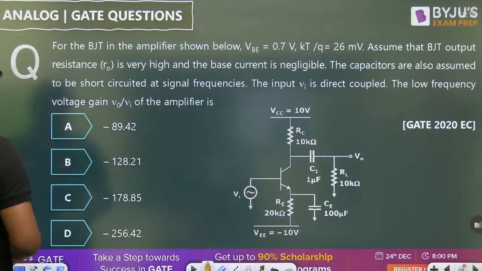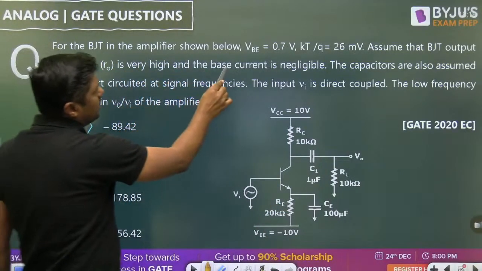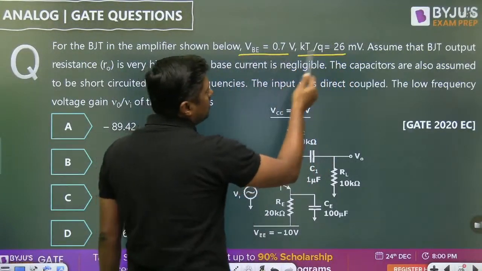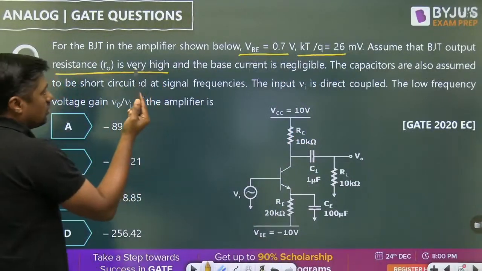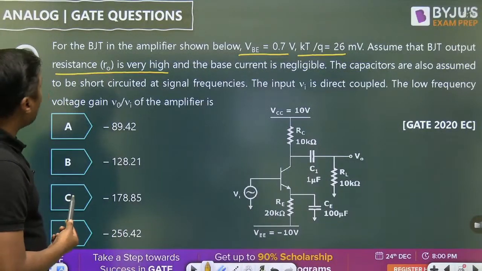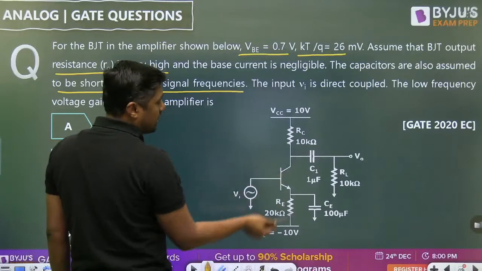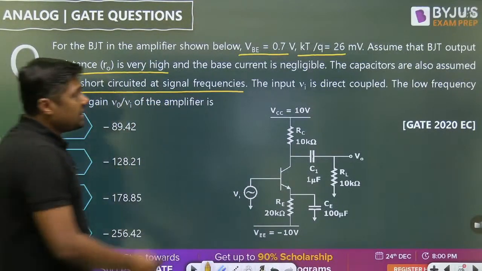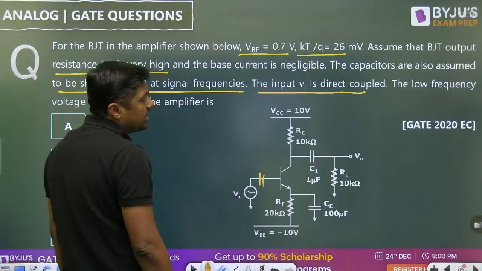In GATE 2020, for the BJT in the amplifier shown below, let VBE be 0.7 volt, KT by Q means VT is 26 millivolt. Assume that the BJT output resistance is very high, almost infinite. The base current is negligible. The capacitors are assumed to be short circuited at signal frequencies. All the coupling capacitors act as short circuit. Input Vi is direct coupled, means we are not using any capacitor here.